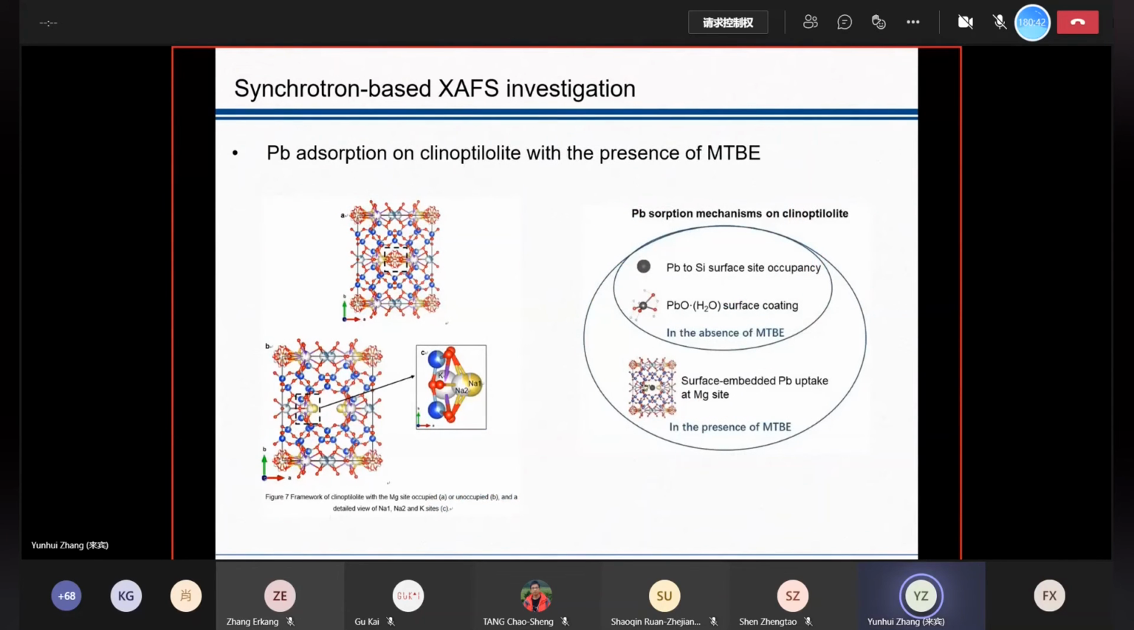And in the case of clinoptilolite, the EXAFS results show that both site occupancy and surface precipitation are the main lead uptake mechanisms, and the surface embedded lead uptake at the Mg site on the clinoptilolite surface is a secondary mechanism when MTBE is present.